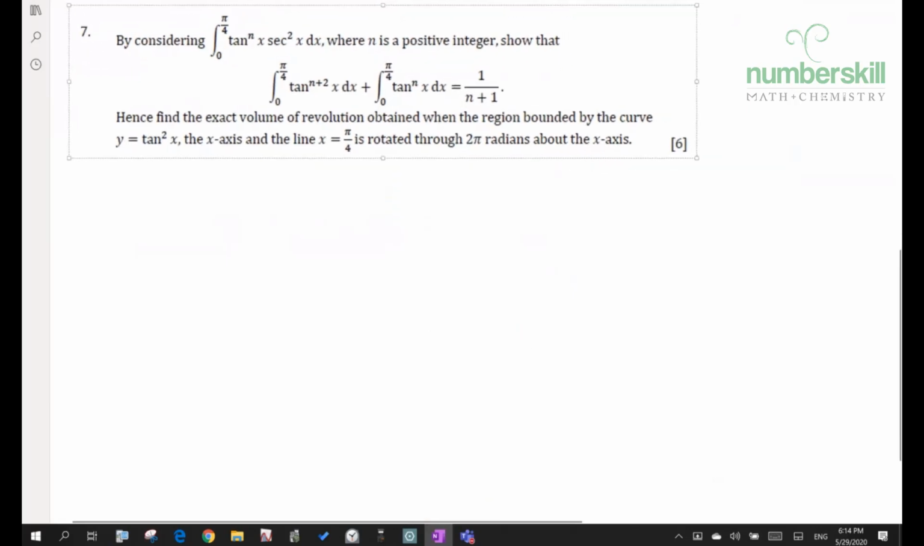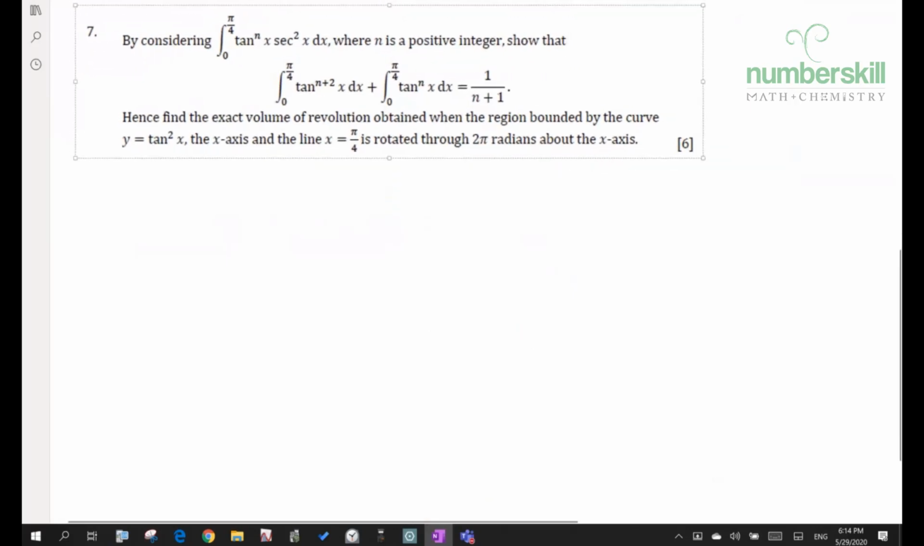Let's talk about the hence. Okay, so hence, 3 more marks, which is talking about volume. Find the exact volume of revolution obtained when the region bounded by the curve is rotated. Now, do you have an idea how this curve looks like? I have no idea. So you know what? We just go to the GC and draw.